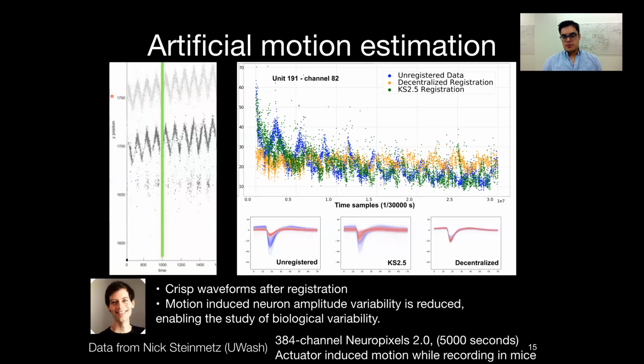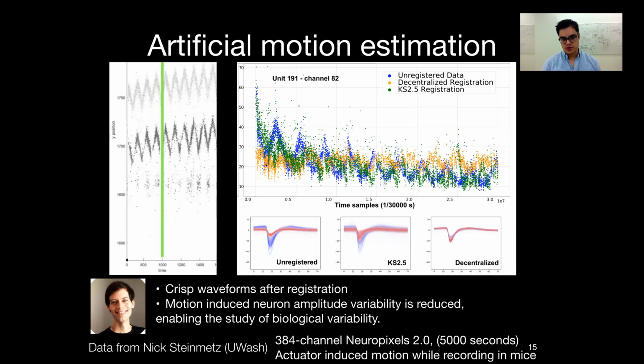And importantly, after registration, we can track the amplitude of individual neurons and see that the amplitudes have also been stabilized. So in the yellow line here, you see the amplitude of a particular unit that we were able to sort out in this data set over time. And it shows that the amplitude of that unit has been more or less stabilized for the entire time course of the recording. Whereas in the blue, you see the amplitude of that same unit had we not done registration at all.